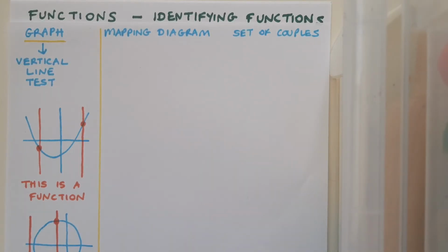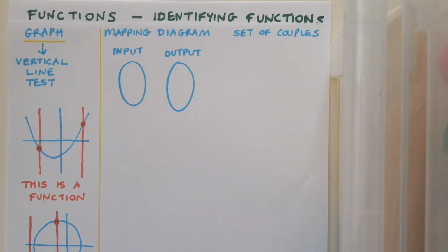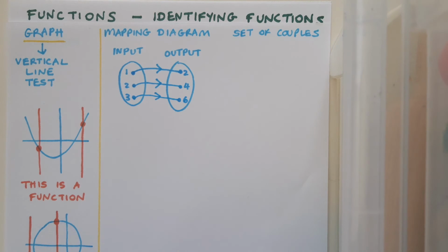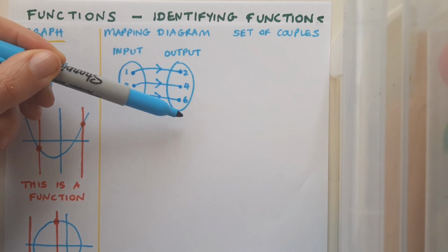Next, we'll look at mapping diagrams. A mapping diagram is made up of two separate sets, one that holds the inputs and one that holds the outputs. It usually looks like this. We have values for inputs that are linked to specific values for outputs.